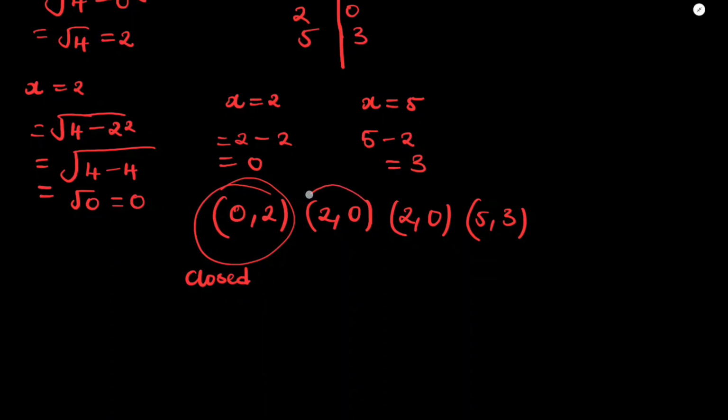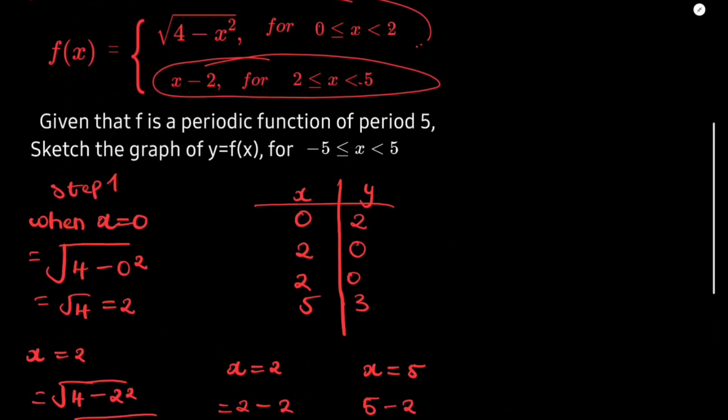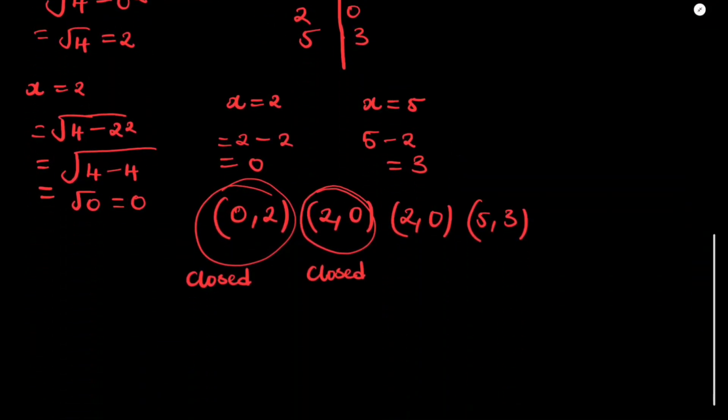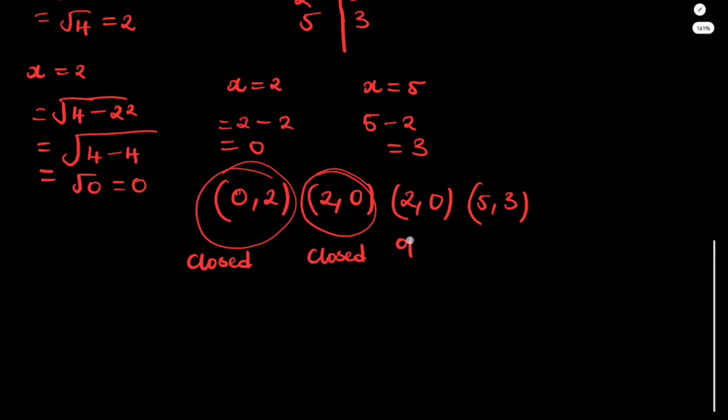Let's go to the second one, 2 and 0. It is in the interval, so it is closed. Let's go to the third one, 2 and 0, but now we got it from this second function. 2 is in the interval, but 0 is not in the interval. So it is open.